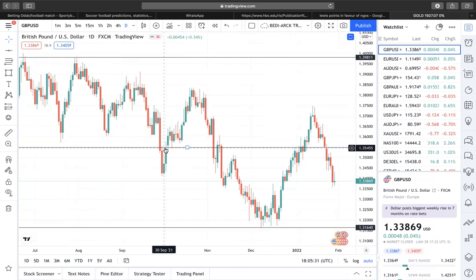Is that okay? So now, the first step is what? Mark your levels. And what is that level? The support, the resistance, and the mid-level. Now, the second step, mark your zones. Is that okay? Now, what is the zone? The demand zone, the supply zone, and the golden zone.